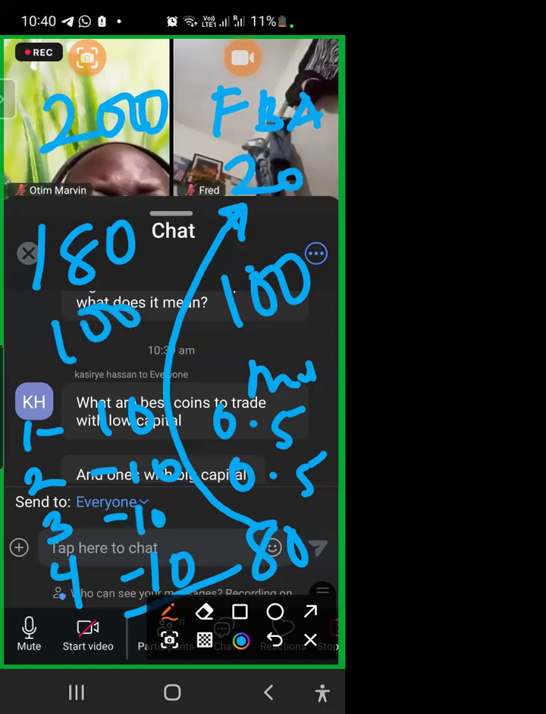$100. Yes, maybe my mathematics was not a little bit fine. No, not like that. My mathematics is disturbing me. This is 10, 10, 10, 10: 10, 20, 30, 40. Yes.